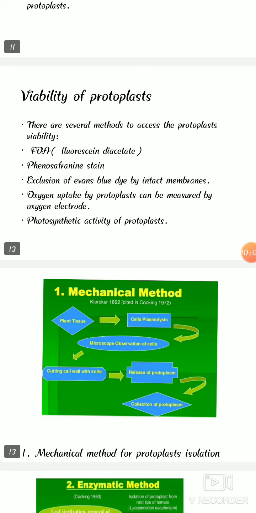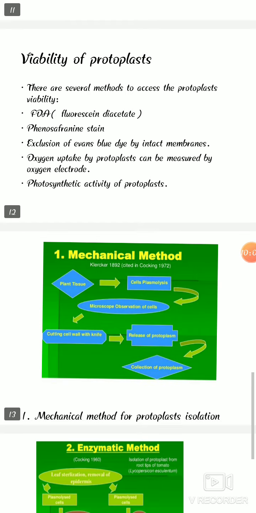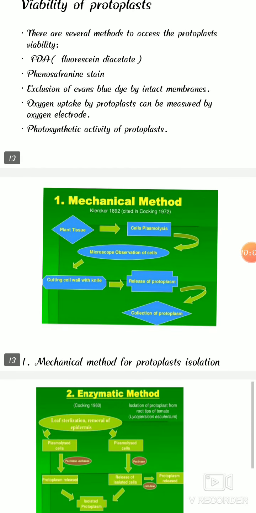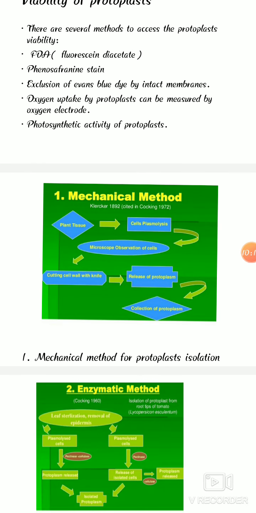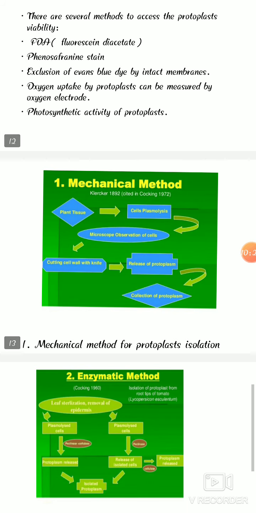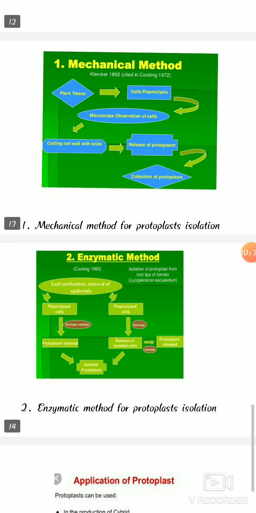Okay, so I'll let you know the cultures of protoplast in part 2. I have added one photograph that shows the mechanical method that was introduced in 1892. So the diagram states that we take plant tissue, plasmolysis, microscope observation of cells, cutting of cell wall with a knife, release of protoplast, and collection of protoplasm. So this is the mechanical method for the isolation of protoplasm.